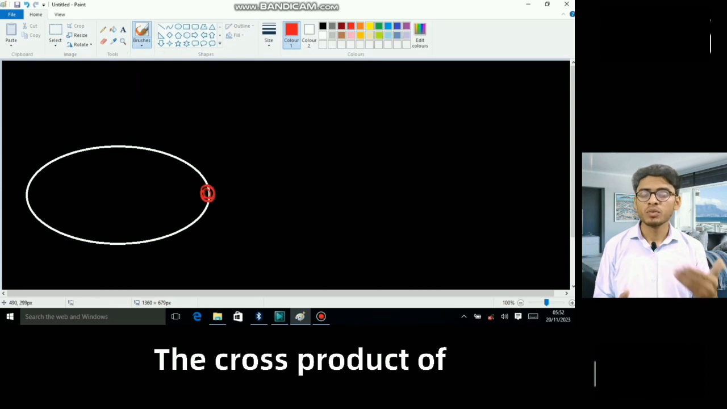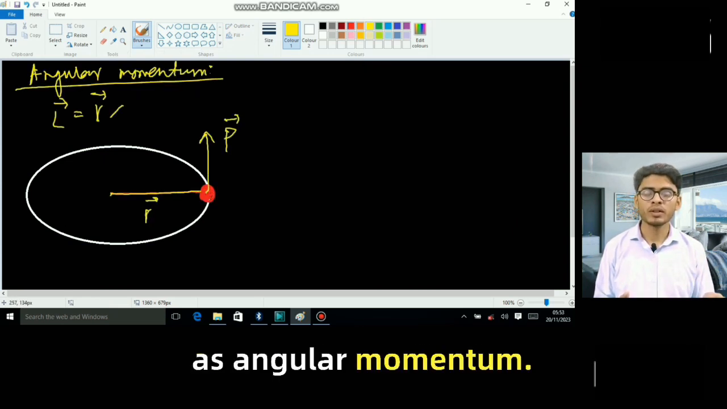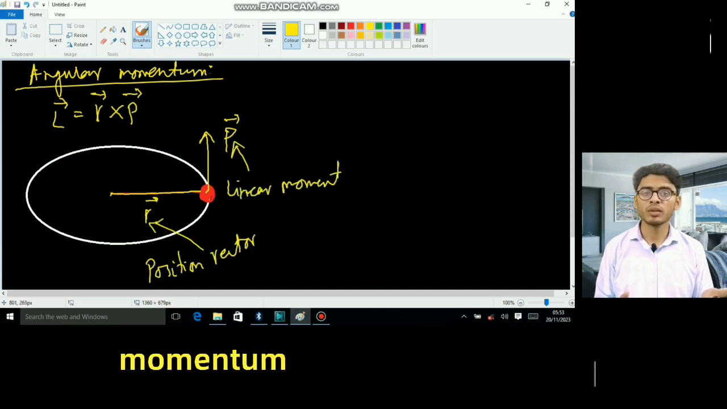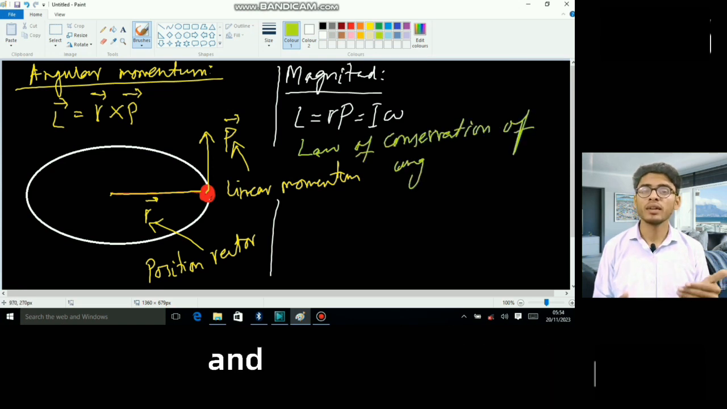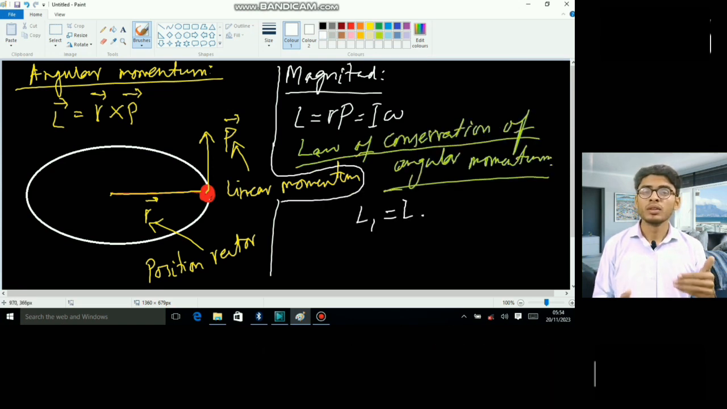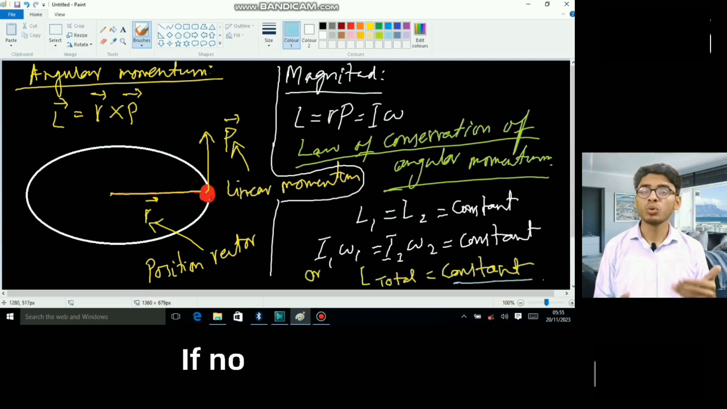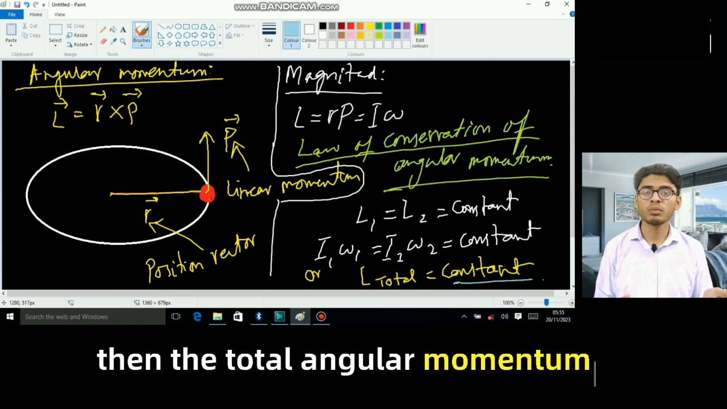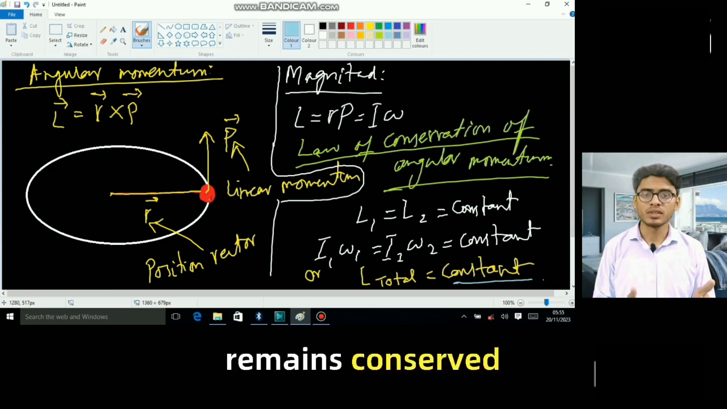By angular momentum, explain the law of conservation of angular momentum. The cross product of position vector and the linear momentum of an object is known as angular momentum. The magnitude of angular momentum can be defined as the product of moment of inertia and angular velocity. The law of conservation of angular momentum can be stated as: if no external torque acts on the system, then the total angular momentum of the system remains conserved, which means that angular momentum before and after remains conserved.